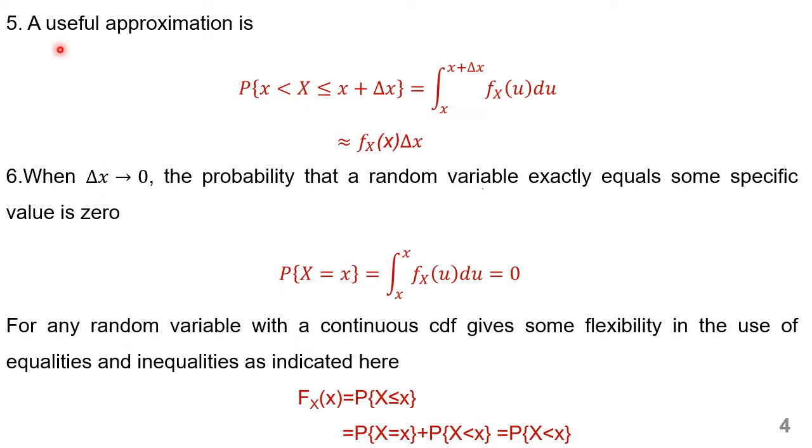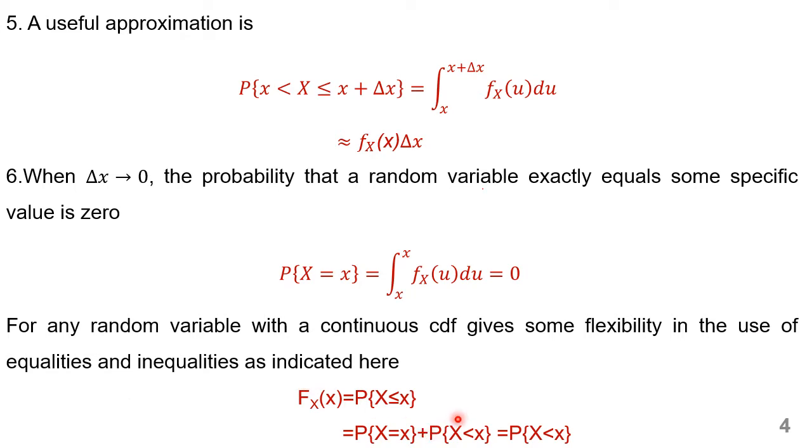Let us look into the fifth feature of PDF and CDF. A useful approximation is that the probability of x varying between x and x plus delta x is the integral of f_X(u) du over the interval x to x plus delta x, which is approximately f_X(x) times delta x. If delta x tends to 0, then the probability that the random variable is exactly equal to x is 0. That is, the integral of f_X(u) du from x to x is equal to 0.